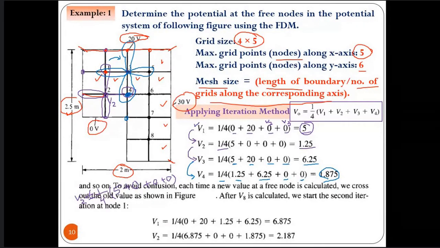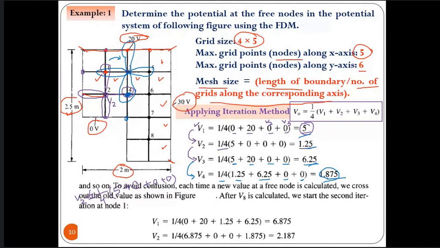In the same fashion you have to find out V5. I have shown you V4. Then you have to calculate V5, V6, V7, and V8 using the same method. So at the end of the first iteration, we have approximated the potential of all the nodes from 1 to 8 by some value: 5, 1.25, 6.25, 1.875. Once the potential of all the nodes is calculated, that is the end of the first iteration step.